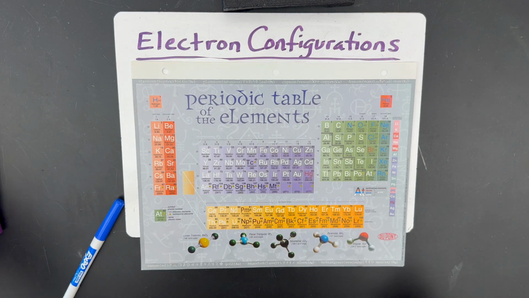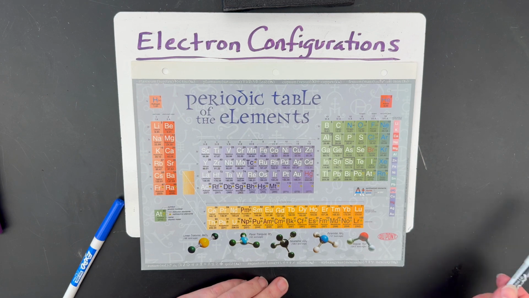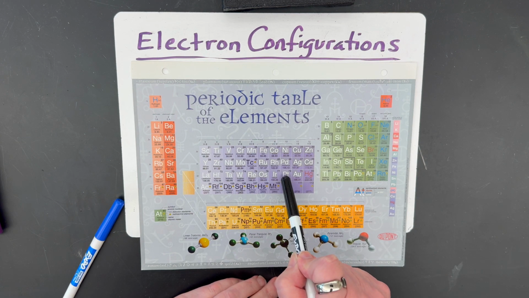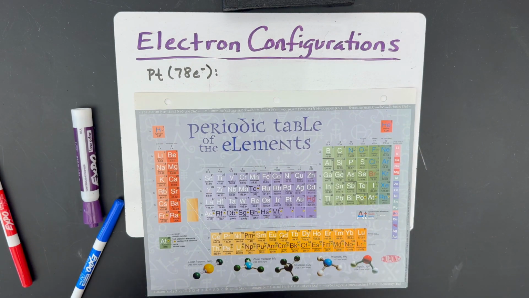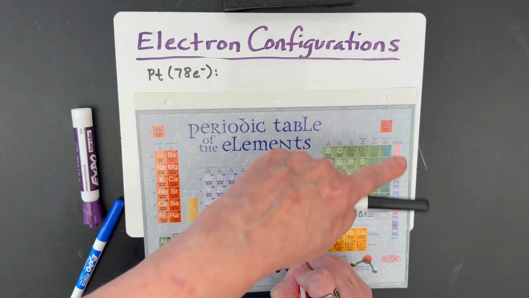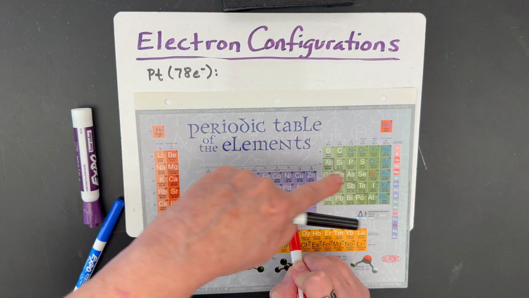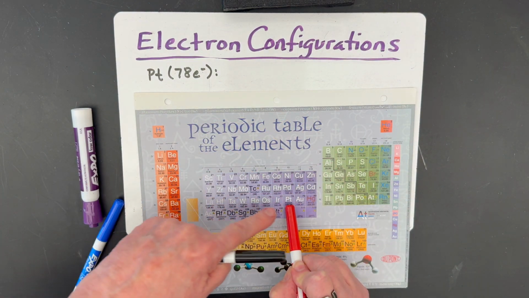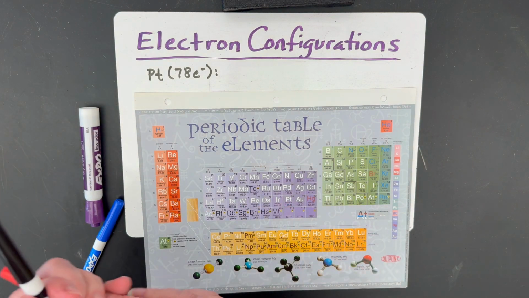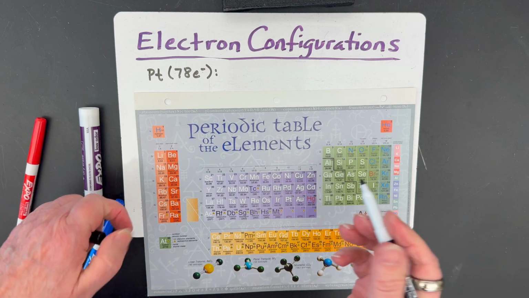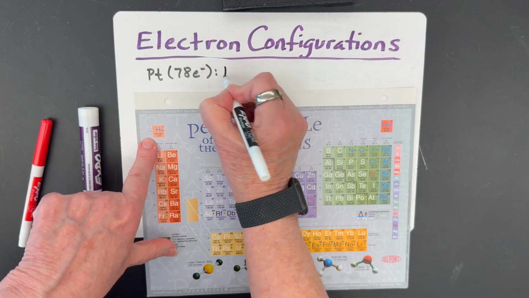So using the periodic table, let's say we're doing something like platinum right here, 78 electrons. So its location is right here. And so we need to fill up all the electrons all the way to this location. So we're going to start up here. We have to fill in our first row. And we know our first row is going to be 1.